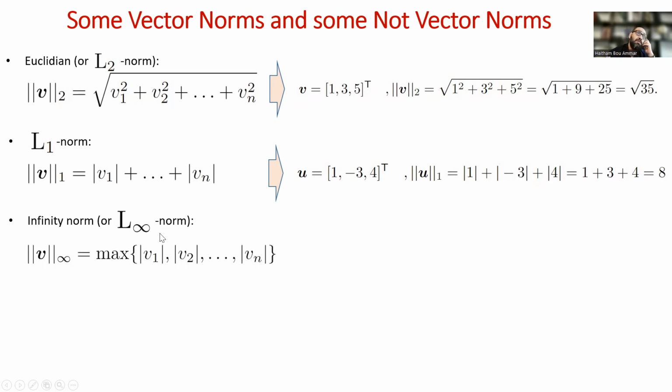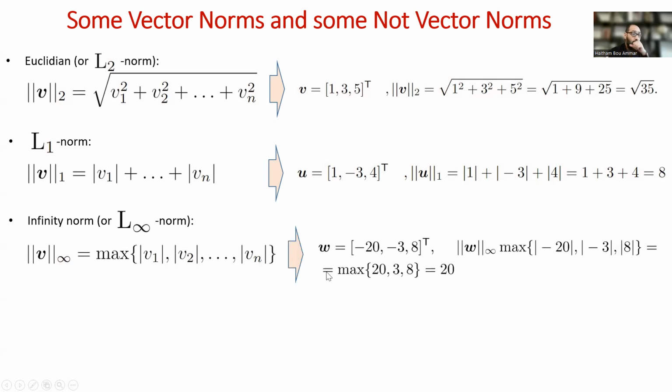You can also define something called the infinity norm. We use the following notation: a double bar, vector v, a double bar, and subscript infinity. The infinity norm is defined as the max over all the absolute values of the components of the vector v. So for example, if we had a vector, let's say, of -20, -3, and 8 transpose.